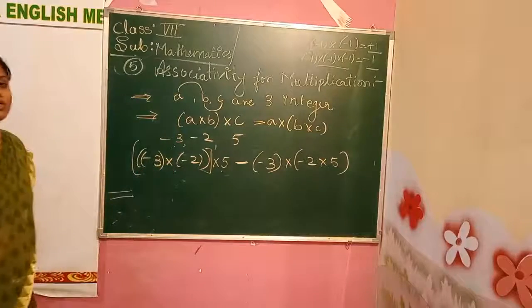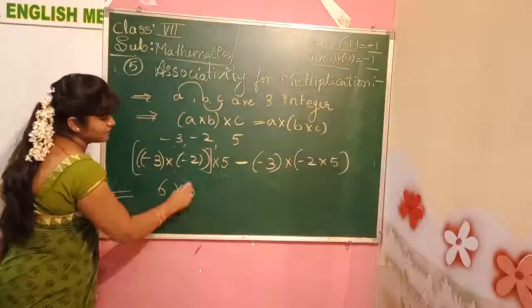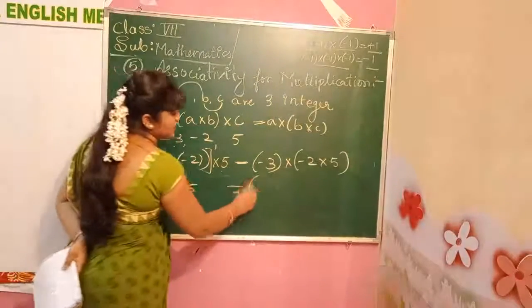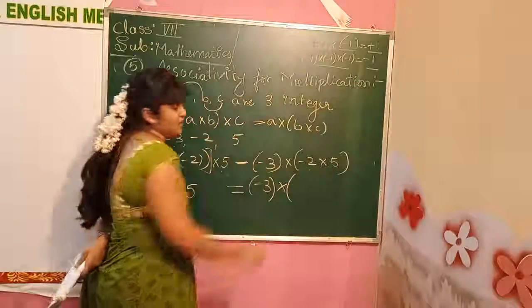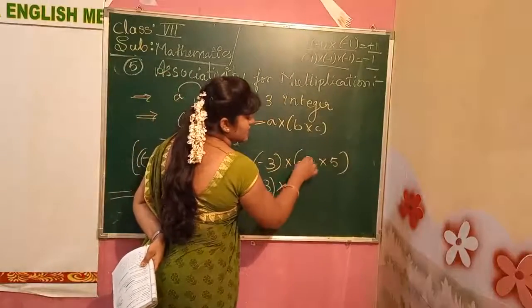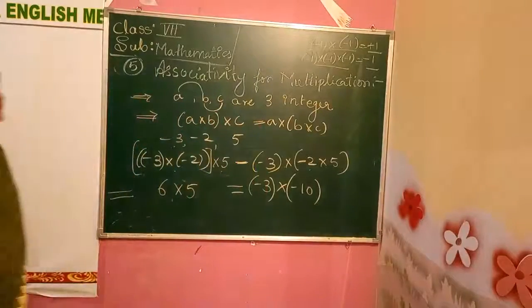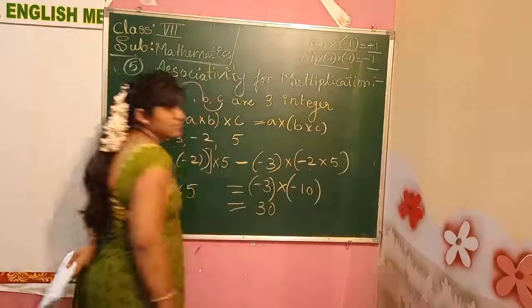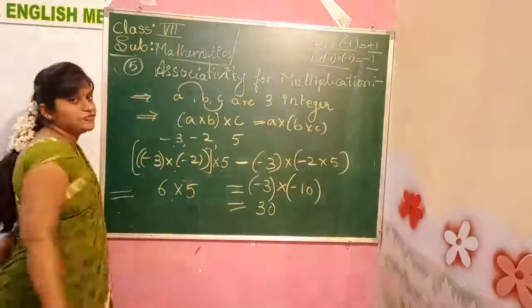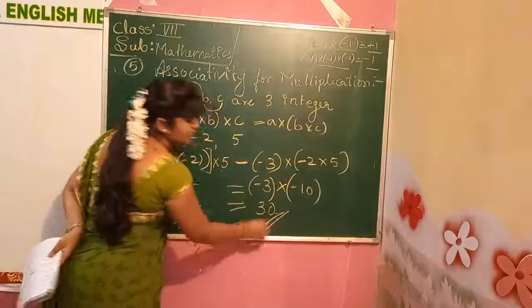3 into 2 is how much? 6. But minus into minus will be plus. 6 into 5 is equals to -3 into 2 5 is how much? 10. Minus is there. See the sign here. Minus 10. Now multiply. -3 into 10 will be how much? 30. Because minus into minus will be plus. 6 into 5, how much? Yes, we got same answers both side.